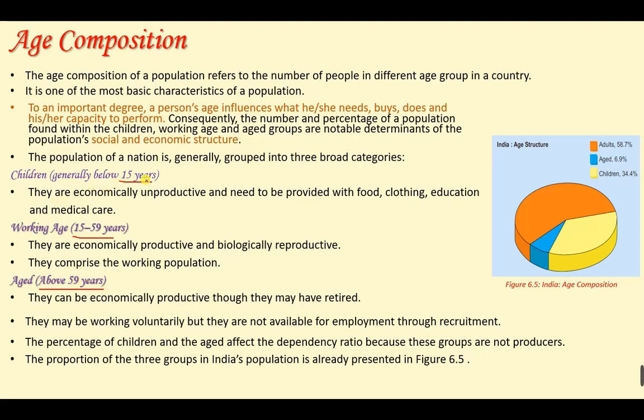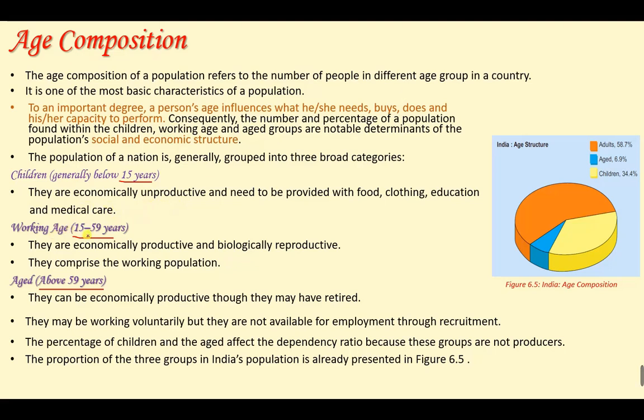The age group below 15 years is economically unproductive. It is believed by the Indian government that they are economically unproductive and need to be provided with food, clothing, education, and medical care for their upliftment, for their growth, for their human capital formation.